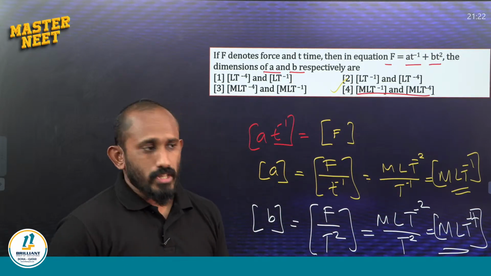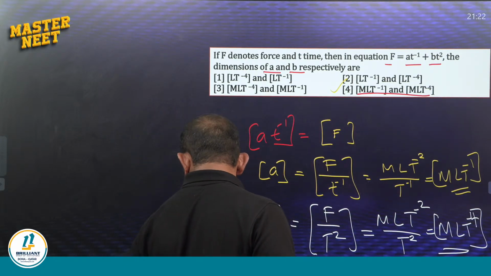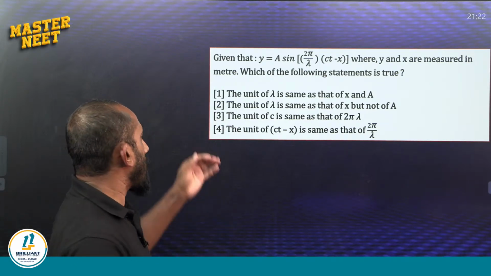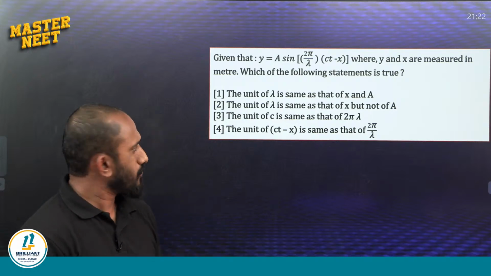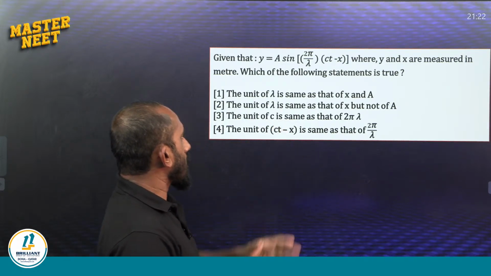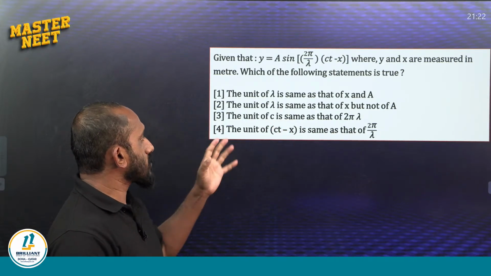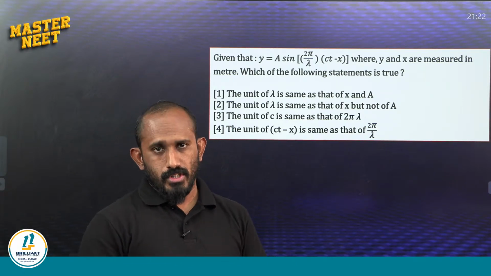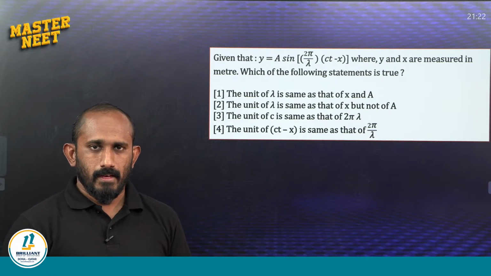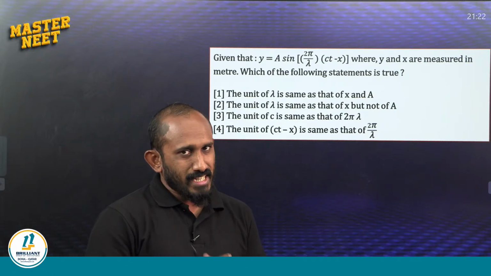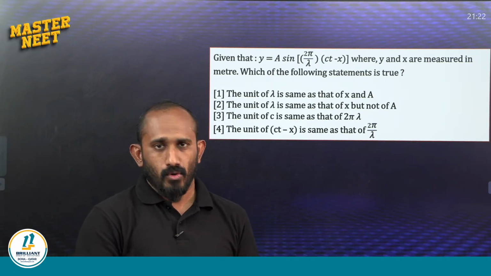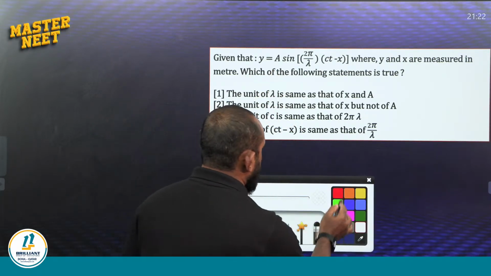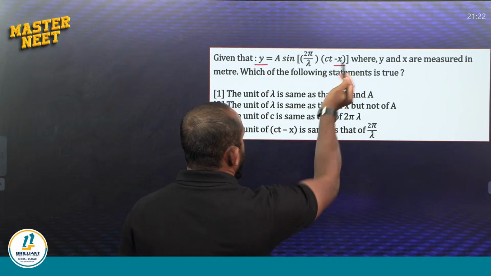Let's go to the next question. Given that y equal to a sine 2 pi by lambda (ct minus x), where y and x are measured in meters, which of the following statements is true? Same concept here also, the principle of homogeneity. Many equations like this used to come. One frequent question used to be the van der Waals equation in chemistry, with pressure, volume, a and all. Here the equation is y is equal to a sine. Here y and x are given in meters.